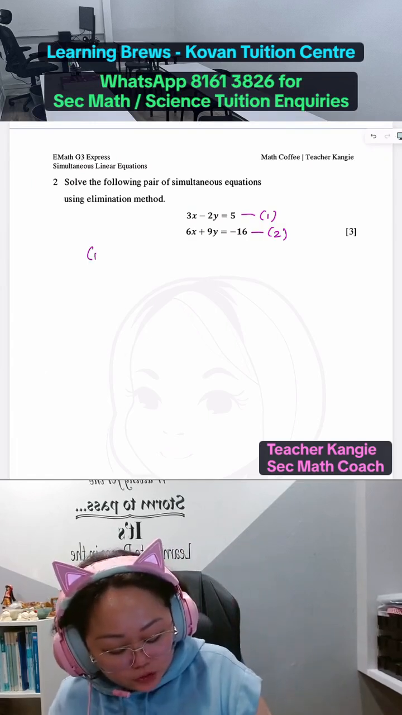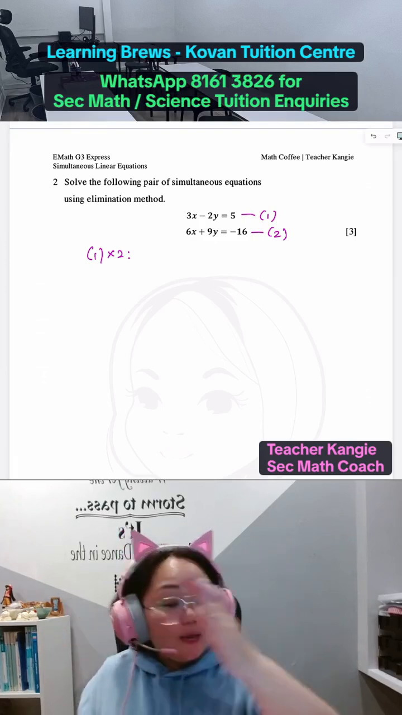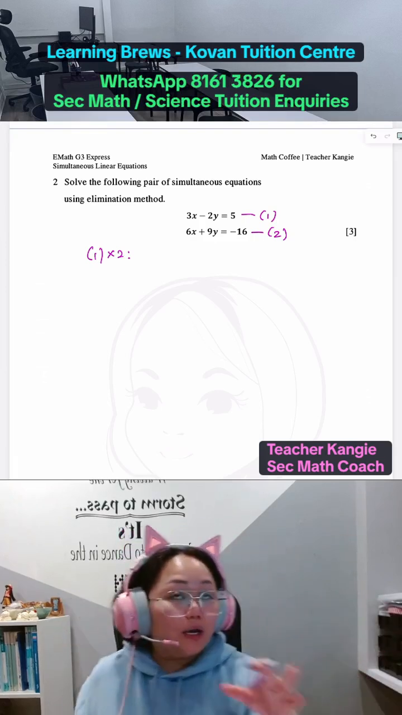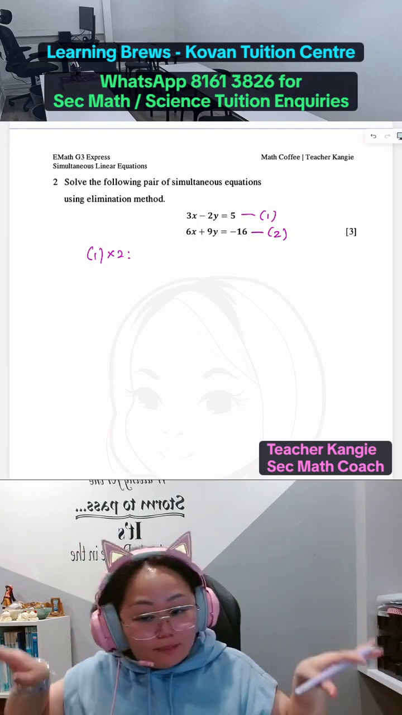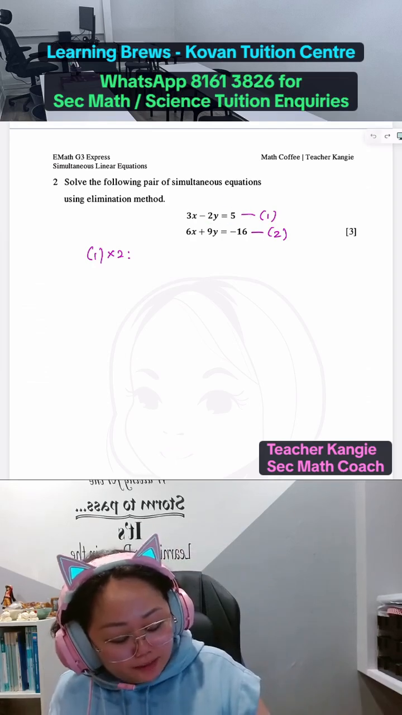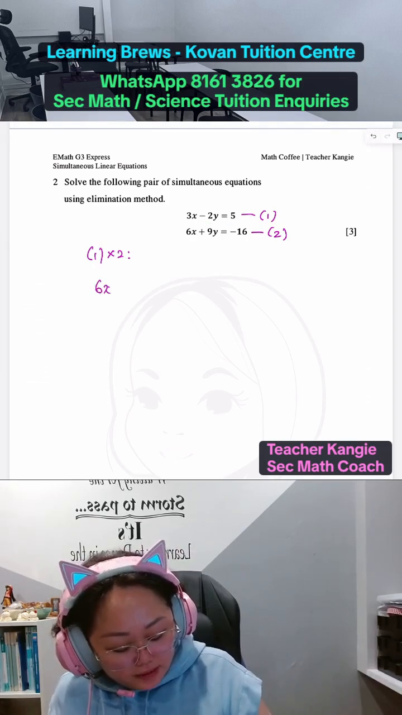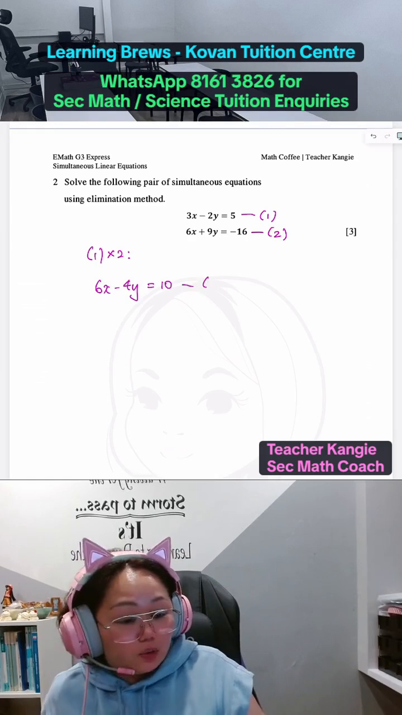So we then say equation 1, I want to multiply by 2. And when you multiply by 2, it means everything is multiplied by 2. You cannot say left hand side multiply by 2 and right hand side just remain the same, then it will not be balanced. So you do the same thing on both sides. Look at equation 1 and multiply by 2. So it will be 6x minus 4y equals 10. Times 2, times 2, times 2. And I shall name this equation 3.